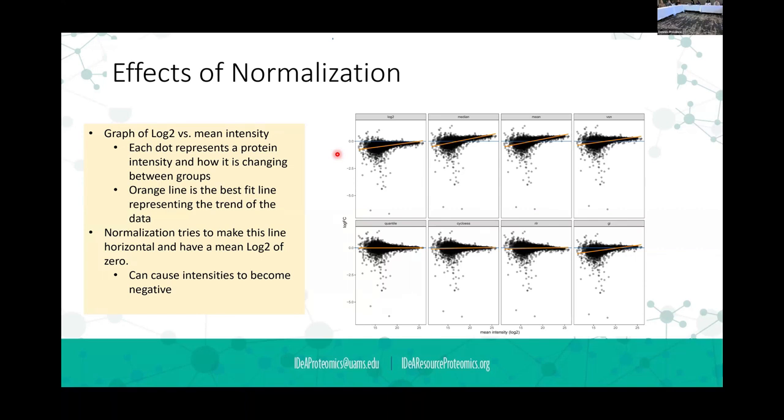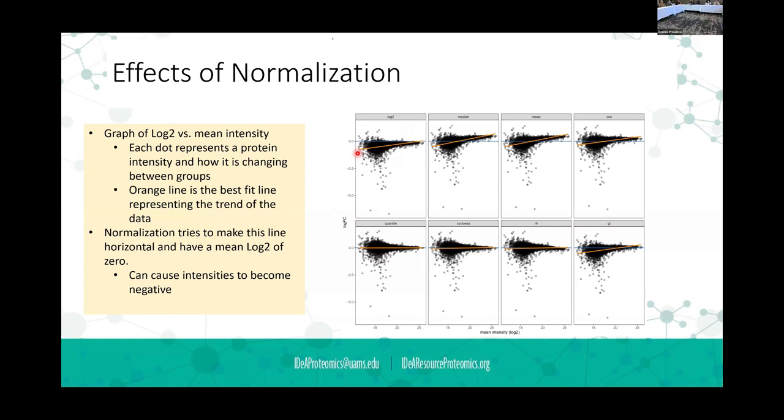So one of the things the normalization is trying to do is get this orange line back horizontal to the 0. These normalization processes adjust the data so that the best fit line is flat. But especially if this orange line is really skewed, and especially if it crosses that midpoint line, when you normalize, sometimes you can have intensities that become negative. And they can do some squirrely things.